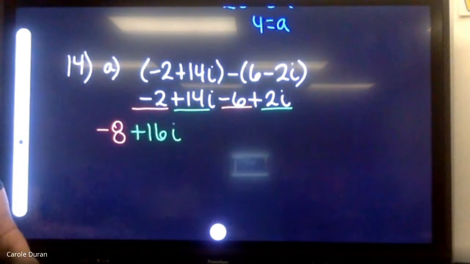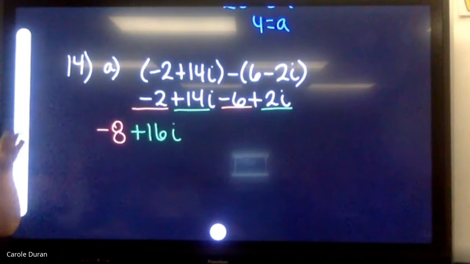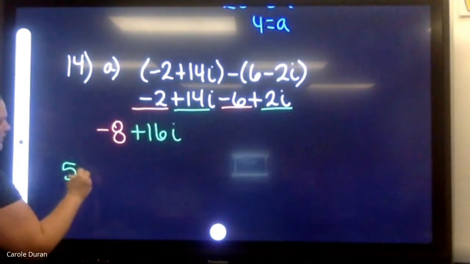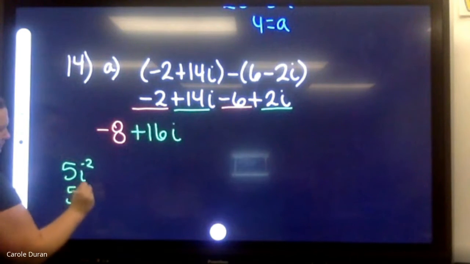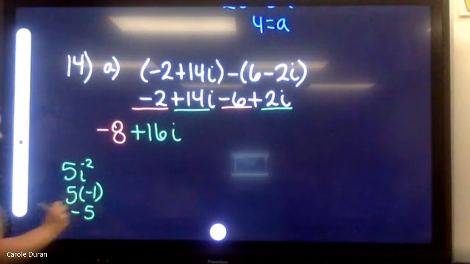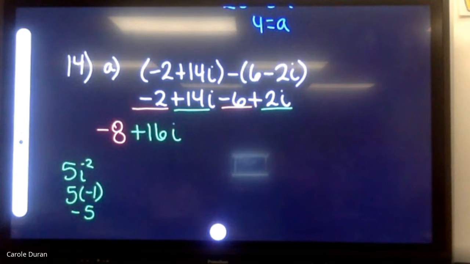Follow-up question. If I were to get an i squared, do I leave it in the final answer? No, because i squared equals what? There you go. So you change it. If I had like 5i squared, that i squared would become a -1, and then it'd become a -5 answer. Then we're going to do C, which is rationalizing the denominator.